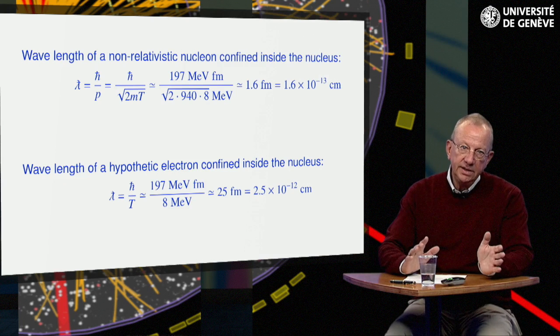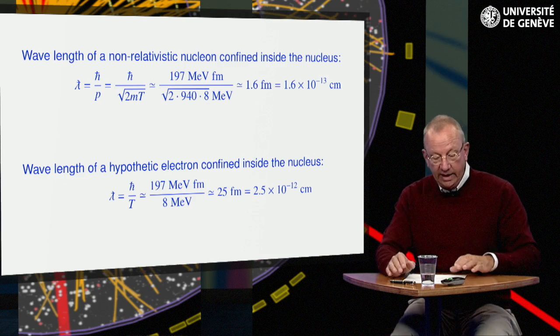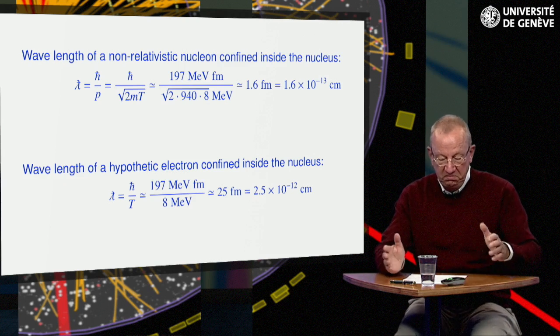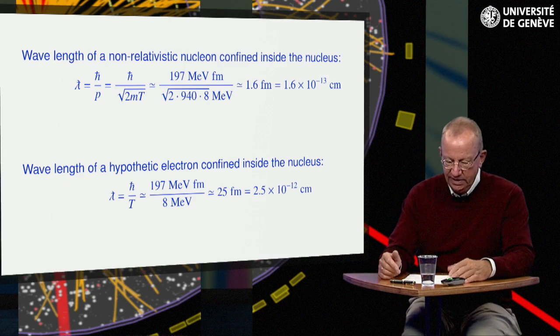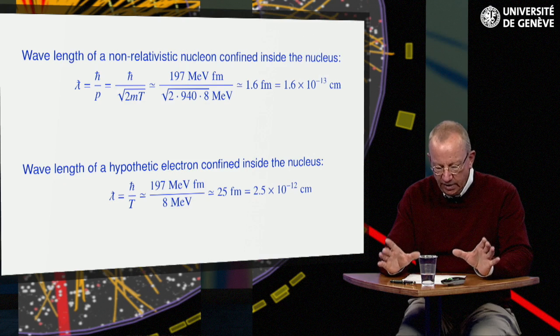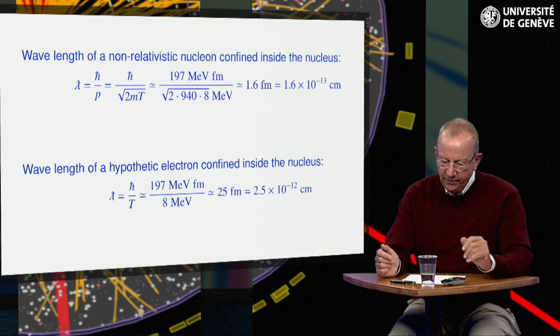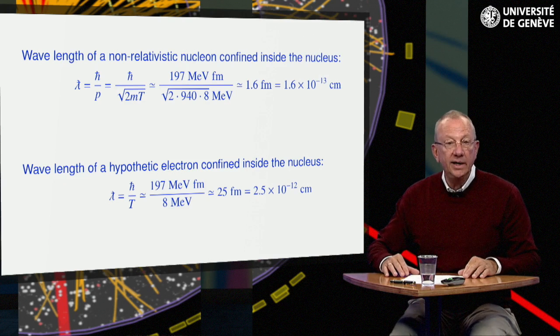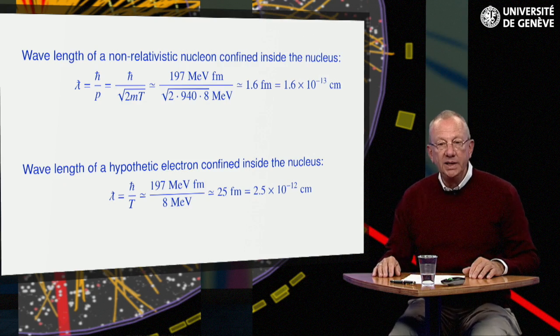If, on the other hand, the nucleus would contain electrons, they would be relativistic and their wavelength would be 2.5 times 10 to the minus 12 centimeters, much bigger than the nuclear size. The nucleus can thus not contain bound electrons. They need a much larger volume to be contained. This is obviously in agreement with the findings of Geiger and Marsden that we have discussed in the previous module. In the next video, we will talk about the size and the spin of nuclei.